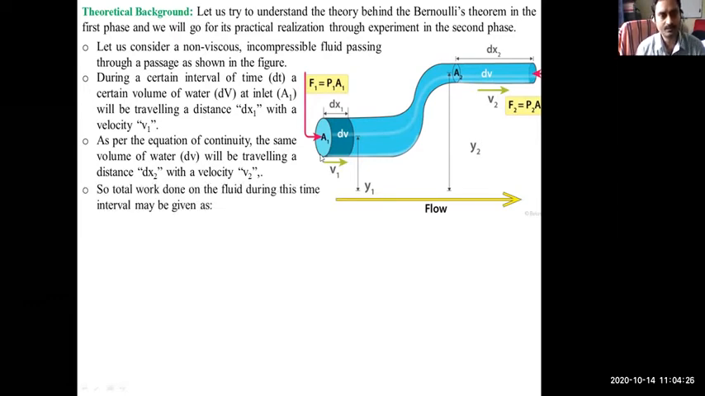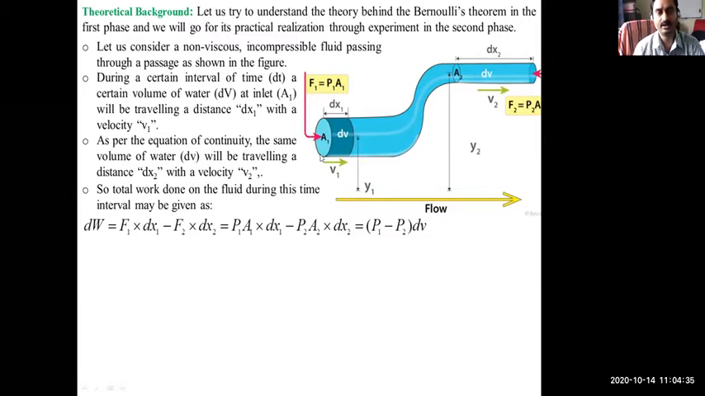Next, the total work done on the fluid during this time interval is F1 dx1 minus F2 dx2, where F1 and F2 are the forces. Force can be converted into pressure times area, so P1 A1 dx1 minus P2 A2 dx2. So (P1 minus P2) times A1 dx1, and A1 dx1 and A2 dx2 are the same volume dV, the same control volume we are considering at the inlet and outlet. So the expression comes to P1 minus P2 into dV. This is the total work done.